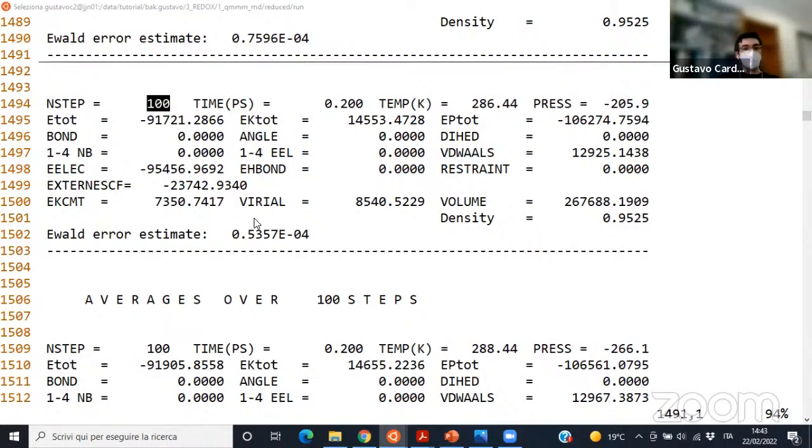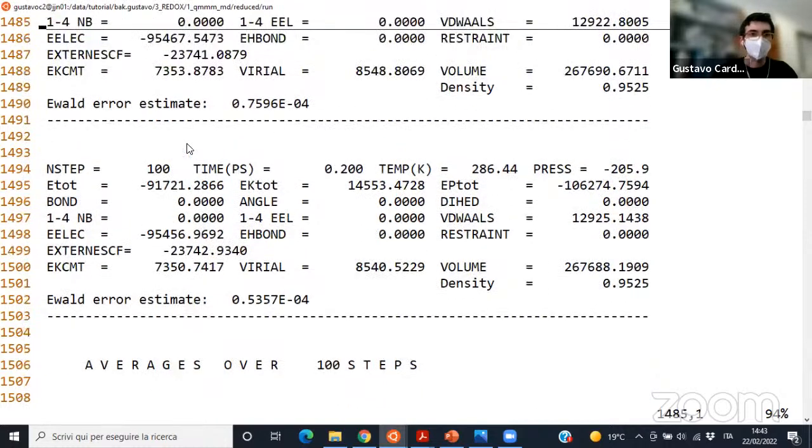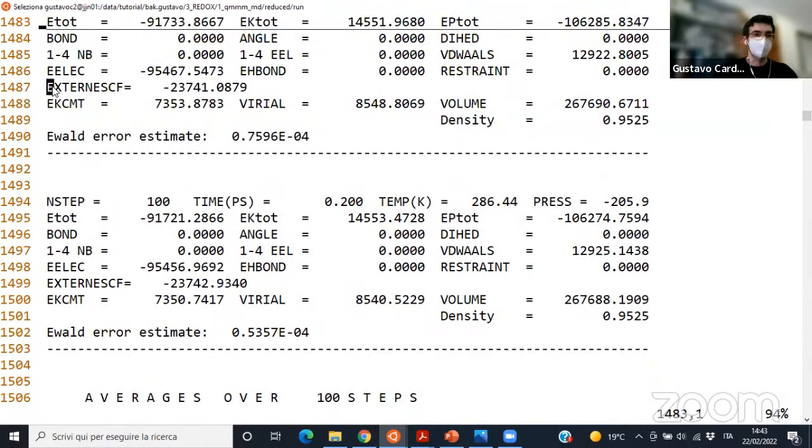Okay, so the information we're going to draw from our simulation is going to be this energy here. This is going to be called EXTERNAL SCF, and this value here. Of course, we have one of these for each time step. We have 100 time steps, so we're going to fetch it for all these time steps.